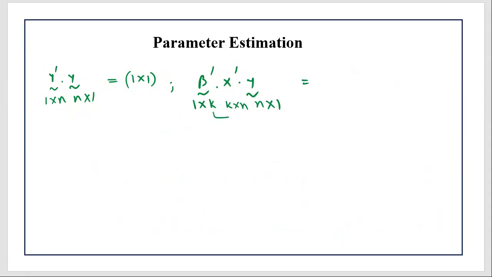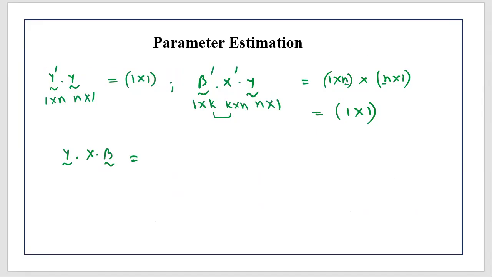See, 1 cross k times k cross n will give you 1 cross n. And then you have n cross 1. So again, what will be the dimension? This n matches, so it will be simply 1 cross 1. So the first term is also a scalar quantity. The second term is also a scalar quantity. Now let's look at the third term, y curl x beta.